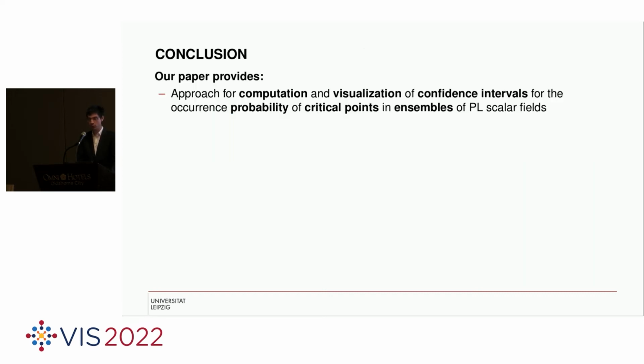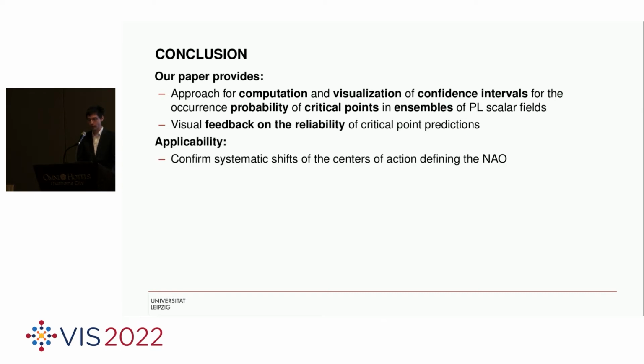In conclusion, we presented an approach for the computation and visualization of confidence intervals for the occurrence probabilities of critical points in ensembles of piecewise linear scalar fields. It provides the user with visual feedback on the trustworthiness of critical point predictions, whereas most existing methods ignore uncertainties that arise due to small sample approximations. On a real-world dataset, we could reiterate previous findings regarding the impact of climate change on the North Atlantic oscillation.